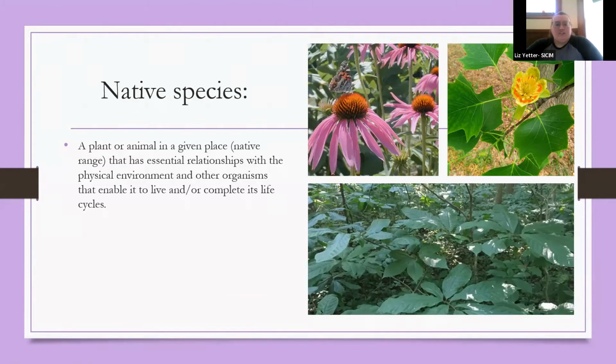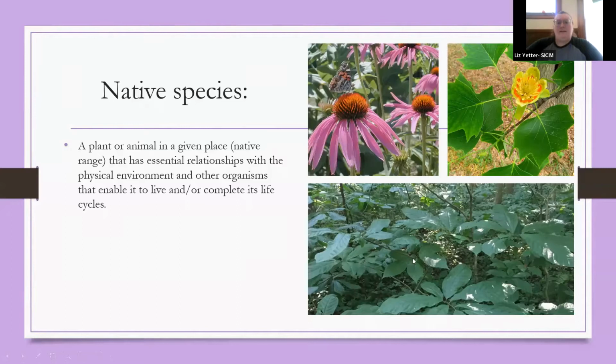So a native species is something within its native range, and it has essential relationships with both the physical environment and other organisms around it that enable it to complete its life cycle. So everything in nature kind of runs on a cycle. We see it when the forest starts to come alive in the spring with our spring wildflowers, and then the shrubs start to break bud, and then the trees eventually mature as the wildflowers die off. So everything works within that cycle.